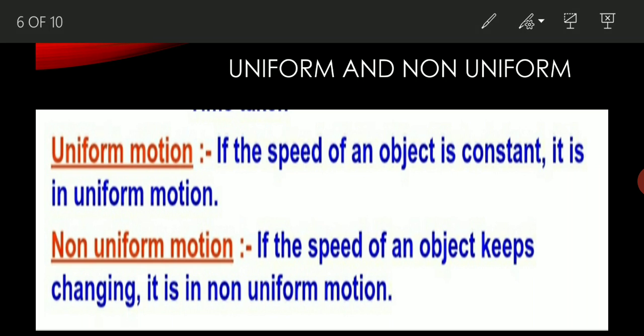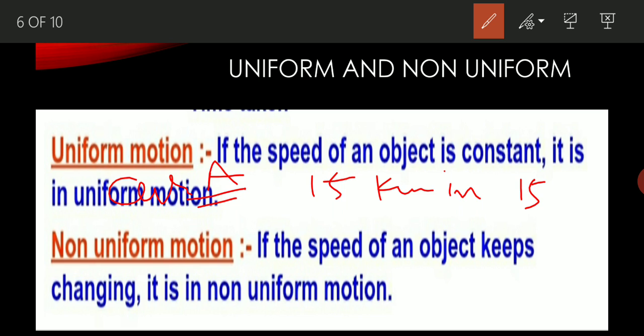Alright, now when we study speed, we always come across two terms, uniform motion and non-uniform motion. What is uniform motion? If the speed of an object is constant, it is said to be uniform motion. How can we say that the speed of the object is constant? Let's take the example of car A. Car A travels 15 kilometers in 1 hour.